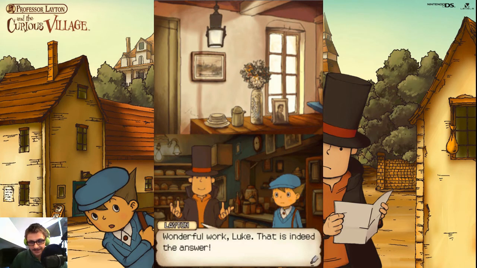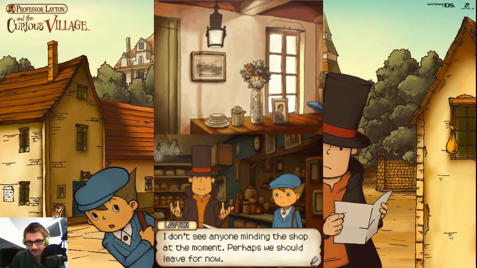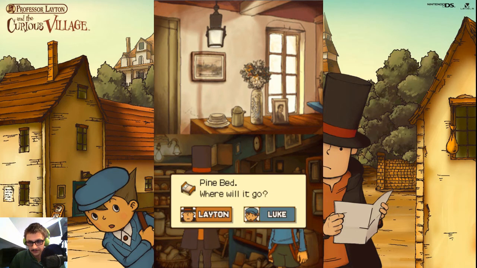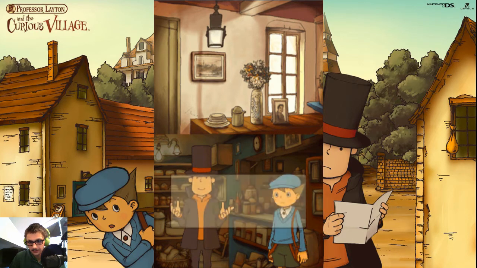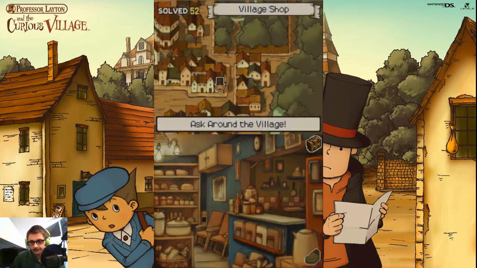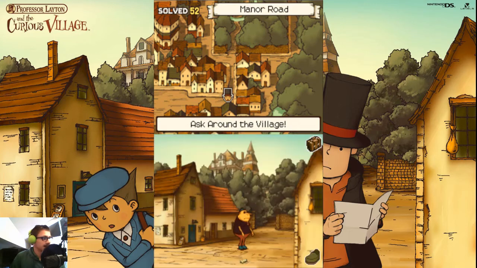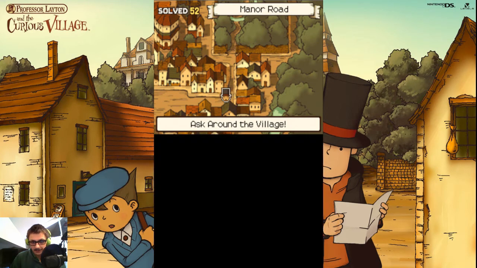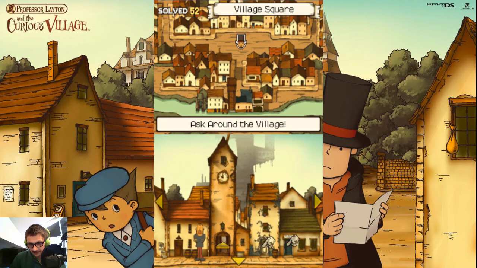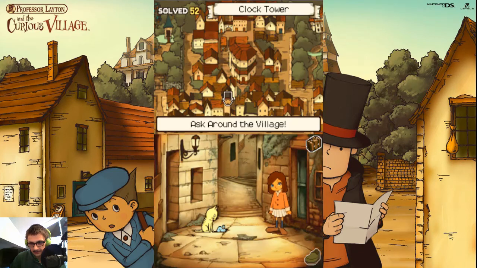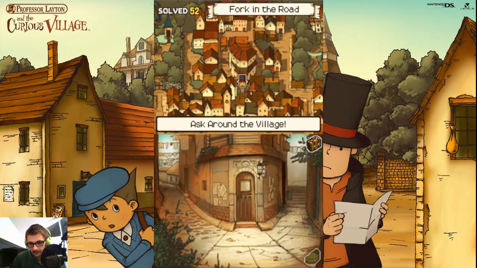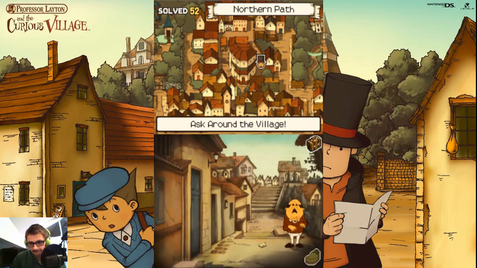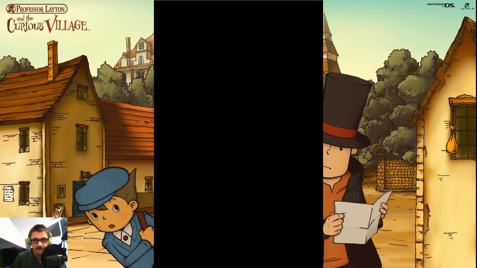Wonderful work, Luke. This is indeed the answer. I don't see anyone minding the shop at the moment. Perhaps we should leave for now. The pine bed goes through. Anyway, let's go look for more people to ask for directions, I guess. Let's go up here. This guy. There we go. Found someone.